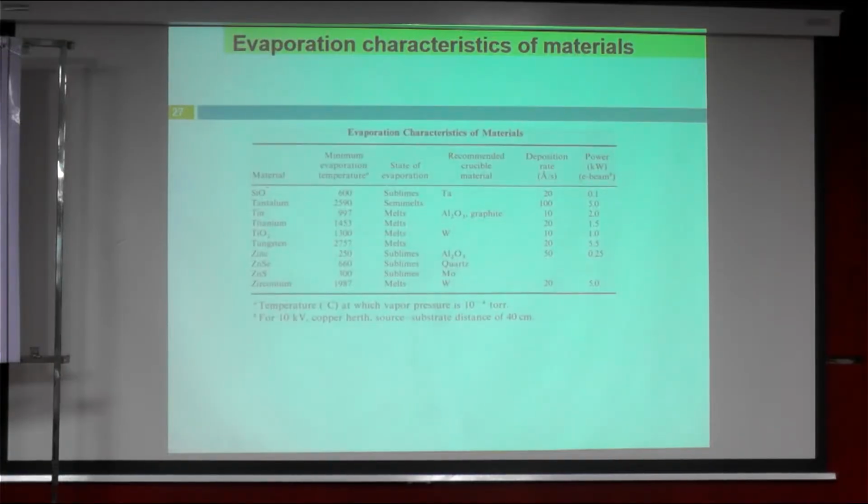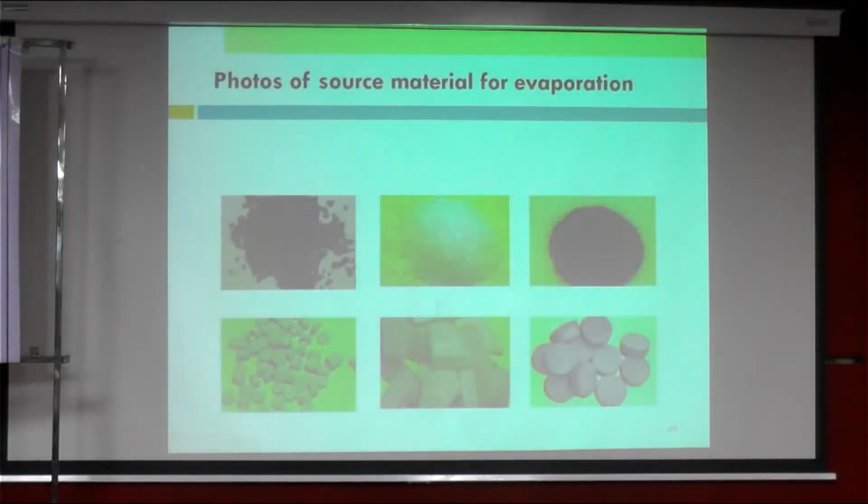So evaporation characteristics. For a material such as tin, you can have a minimum evaporation temperature of 997, then deposition rate of 10 Angstrom per second, then power of 2. So this is another example of a different material. This is a typical source of material for evaporation. You can put it in the crucible, then start heating until it evaporates.